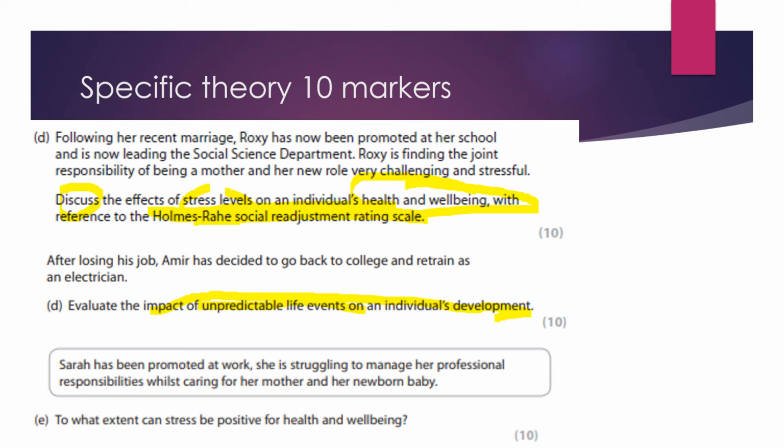And then to what extent can stress be positive for health and well-being? So again, it's that motivational factor, the adrenaline that comes from it. So it would be a question where, particularly in that "to what extent", you would make a judgment. So overall, is stress positive for health and well-being? You might say it's only positive for health and well-being to a limited extent, and actually has more of an impact that's negative on individuals.